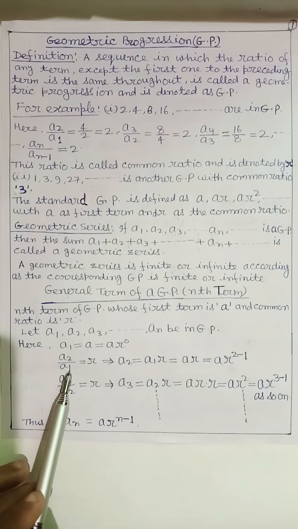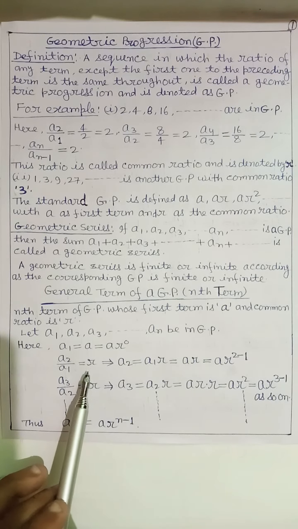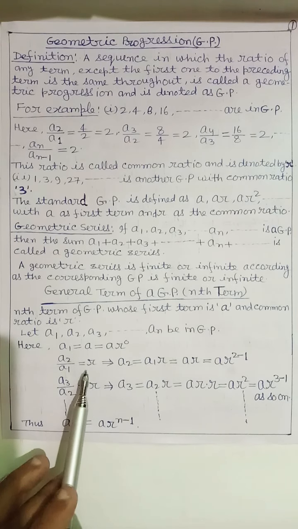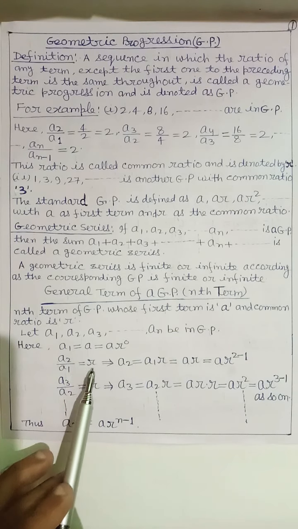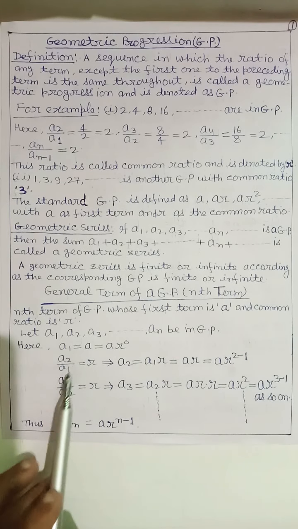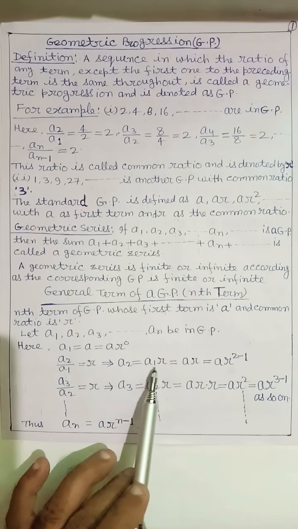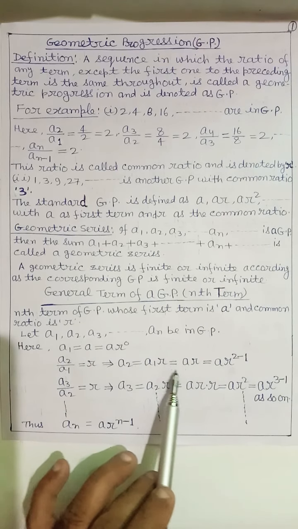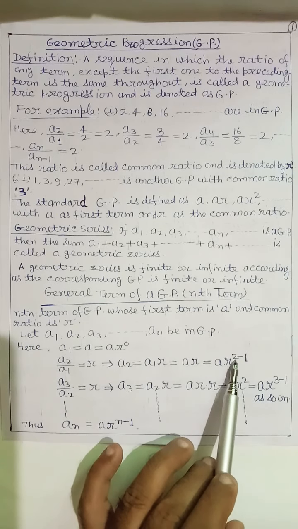A2 by A1: already we know R, that is the ratio of any term except the first one to the preceding term is called common ratio. Here A2 by A1 equal to R, and by cross multiplying A2 equals A1R, and A1 here already we have first term A, so we can write AR, and AR can be written as A r to power 2 minus 1.